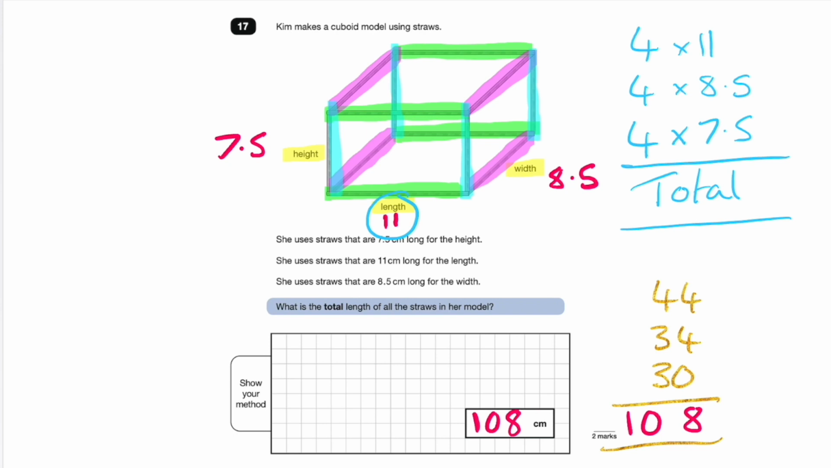But there is another way. Because we know we have 4 of each of them, what we could do is just get a total by adding the 7.5 to the 11 and the 8.5.